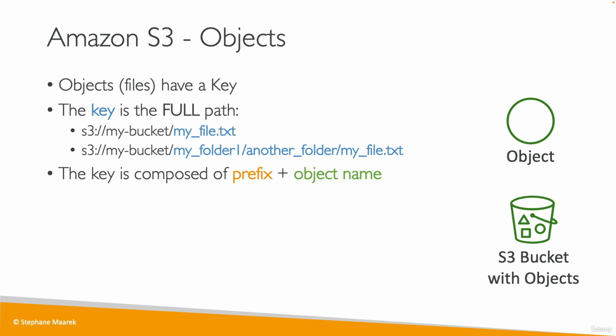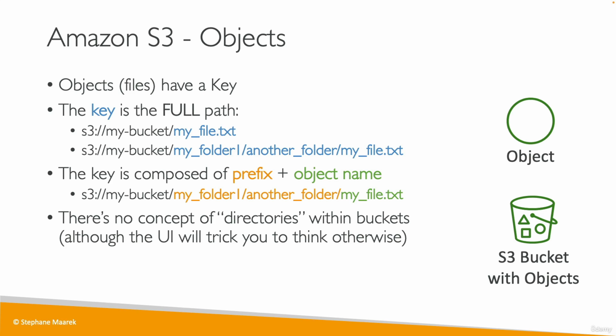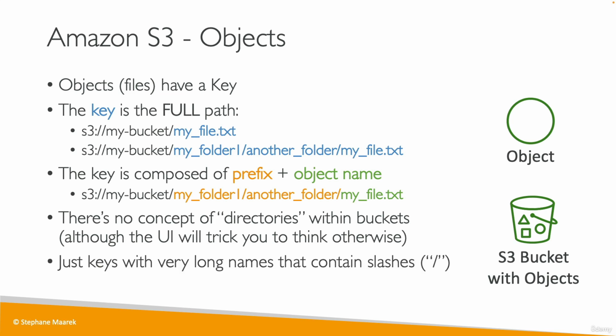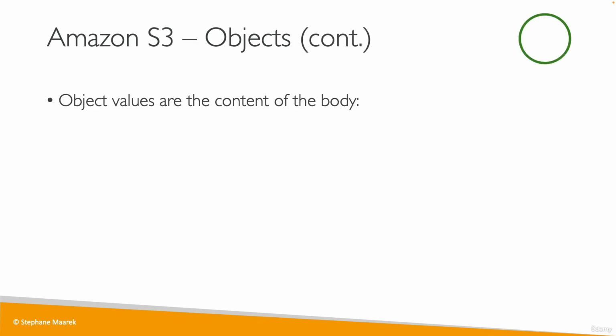Therefore, the key is composed of a prefix and then an object name. We can, for example, decompose the path from before into the prefix, which is my_folder1/another_folder, and the object name, which is myfile.txt. Amazon S3 does not have a concept of directories per se, although when you look in the console UI, you will think otherwise and you will actually create directories. But anything and everything in Amazon S3 is actually a key. Keys are just very, very long names that contain slashes, and keys are made of a prefix and an object name.